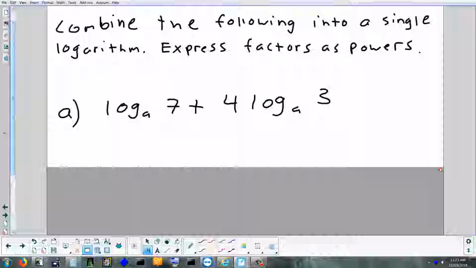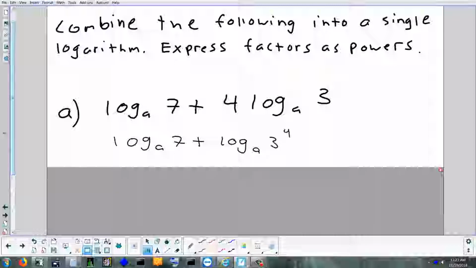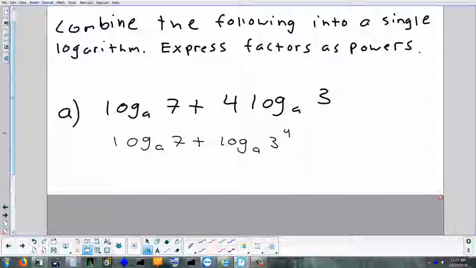So Megan, is there any number there that we should put back as an exponent? 4. The 4, yep. So we're going to have log base a 7 plus log base a of 3 to the 4th. Now, if you end up with an expression that you can do out, you should. Okay, so we can do 3 to the 4th. I think we just did that in the homework. Does anyone remember what 3 to the 4th power came out to? 81.